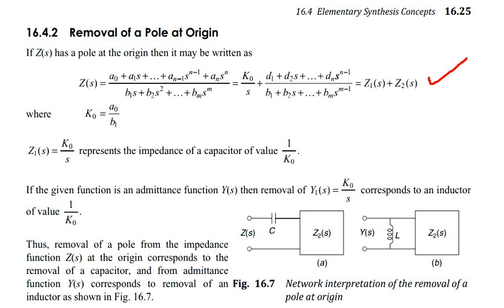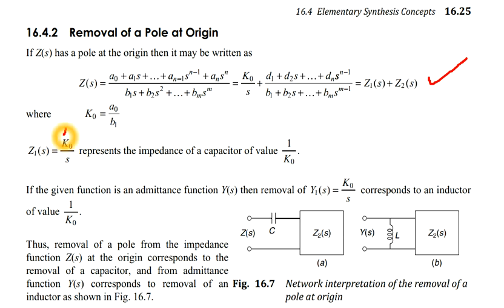Again, with cross multiplication we can get k naught as a naught by b1, for the chosen coefficients. And here Z1 of s is nothing but k naught by s. Which component is that? Is that an inductor, capacitor or resistor? It is not a resistor, because resistance R has no s involved in its impedance value as well as admittance value. Only inductors and capacitors have the s variable when we go for admittance or impedance. So what is this k naught by s? It represents the impedance of a capacitor, because it is equated to the impedance value, not admittance.